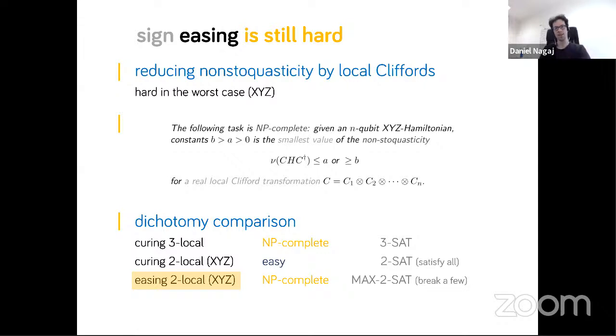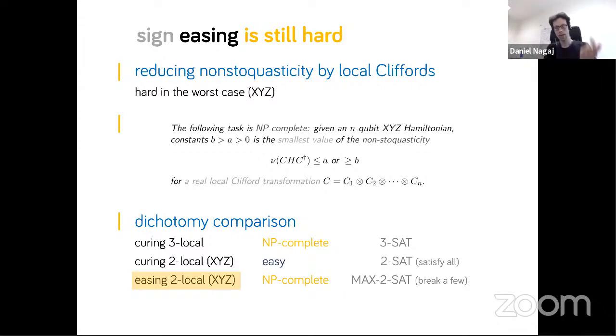On the other hand, for the sign problem, if you could cure 3-local Hamiltonians and get rid of the sign problem completely, it would mean you would also be able to solve 3-SAT, because you can transform 3-SAT problems into quantum Hamiltonians with a sign problem, and getting rid of the sign problem would mean that you could solve the original 3-SAT. This is the result of Marvian and Lidar.